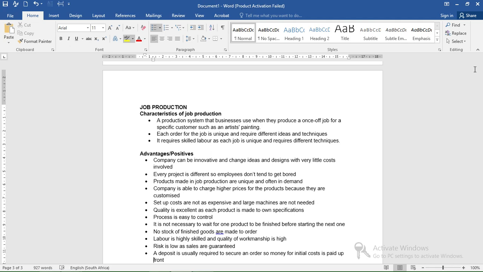So on each production system you need to know the characteristics. After that you need to know the impact, which is the advantage and disadvantage of that production system.